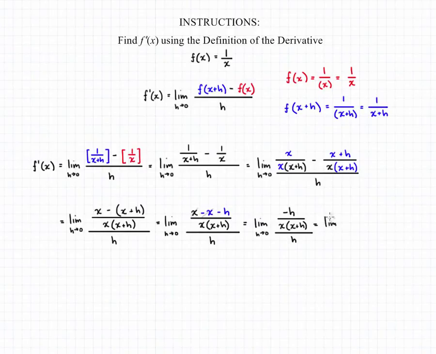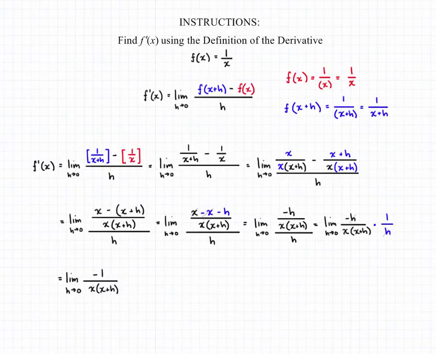And from here, we can remember that dividing is the same as multiplying by the reciprocal, so we can express this as negative h over x times x plus h, times 1 over h. And this will allow us to cancel the h's in the numerator and the denominator. So this is going to leave us with a condensed limit, which is negative 1 over x times x plus h.